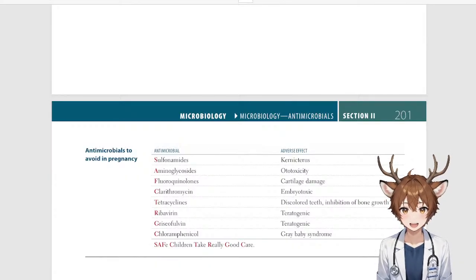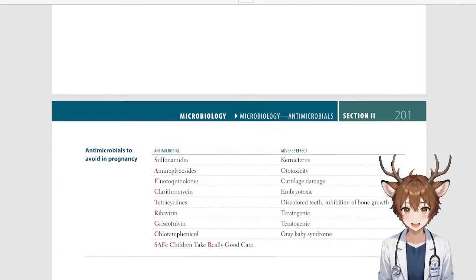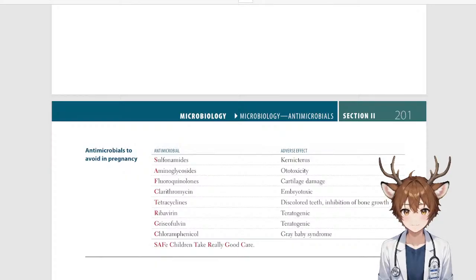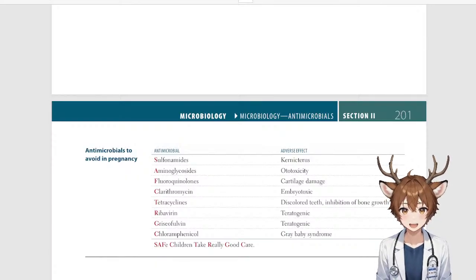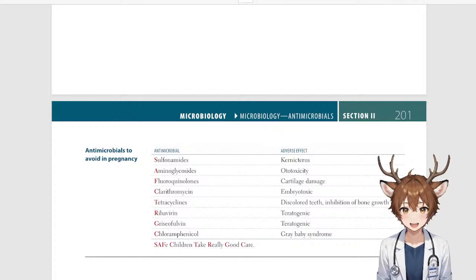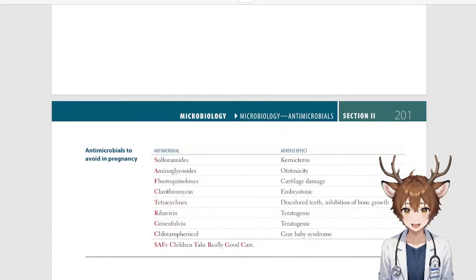And of course, I'd recommend, if you want to look more into things like Sketchy Micro, for example, or Boards and Beyond videos, or whatever helps you learn this topic, you can go right ahead. Of course, some of those are paid services. But see what works for you. This is a very good textbook to read from for this topic, for the board exam, for Step 1 and for COMLEX.